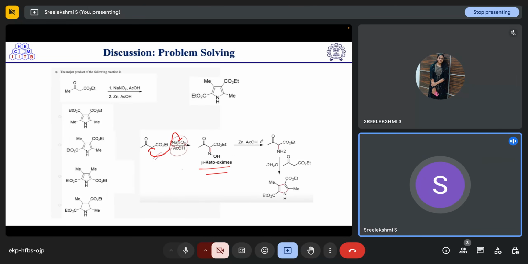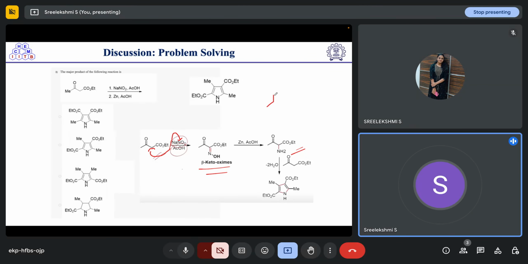Then in presence of zinc and acetic acid, this NO bond is cleaving, that is, it is reducing this NOH to NH2, and then condensation is happening with the second molecule, where this will again form the corresponding amine with this imine with this ketone, and then again this negative charge will attack over this carbonyl double bond to form this compound.